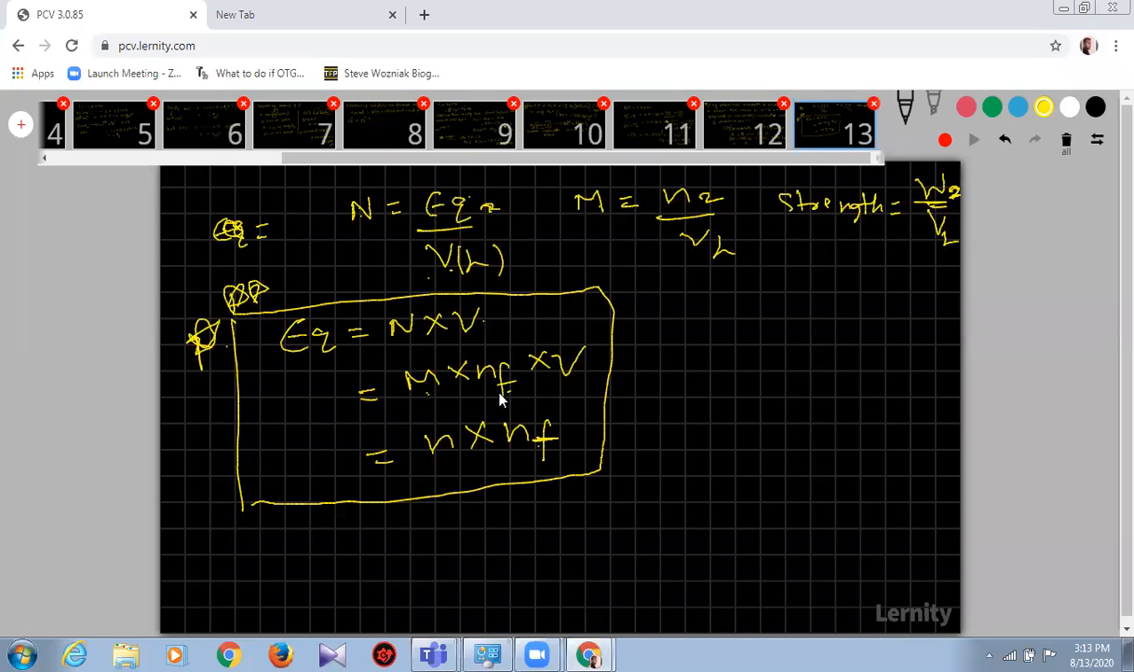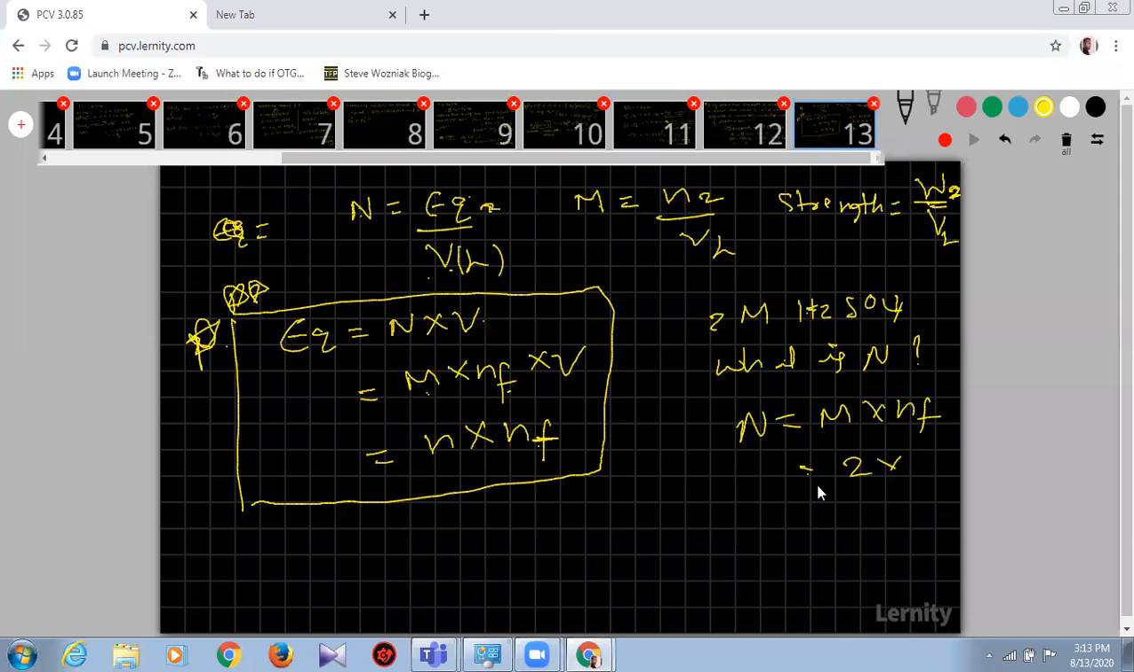Should I give explanation regarding this? N factor is nothing but the basicity of acid or acidity of base, for sulfuric acid, for example. Suppose 2 molar sulfuric acid is there. What is the normality for this? Normality is equal to molarity into n factor. What is the molarity?